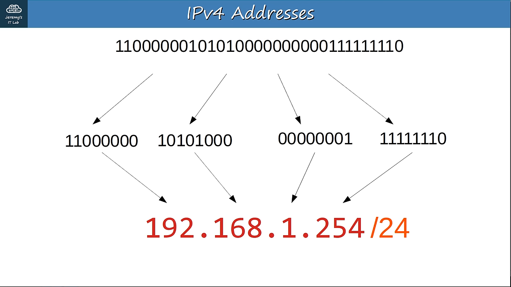It means that the first 24 bits of this IP address represent the network portion of the address, and the remaining 8 represent the end host. So the first 24 bits is equal to the first 3 octets, because 8 plus 8 plus 8 equals 24. So 192.168.1 is the network portion of the address, and 254 is the host portion.